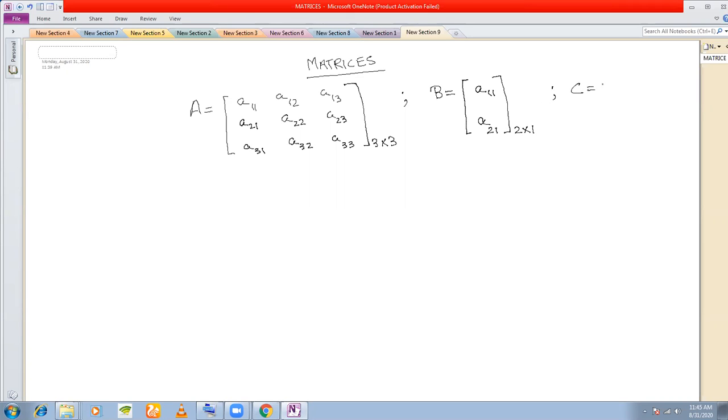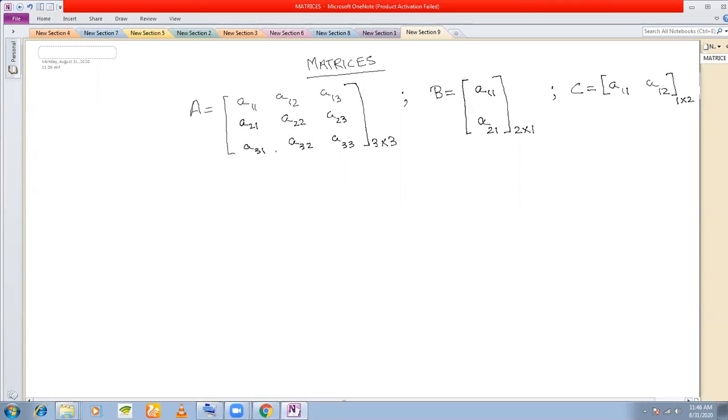Similarly, a matrix of order 1 by 2. This is a 1 by 2 matrix because you have 1 row and 2 columns.